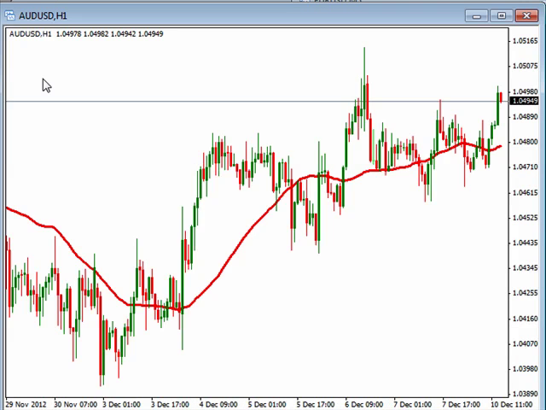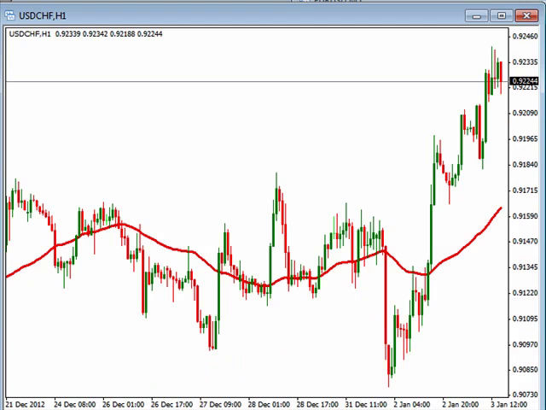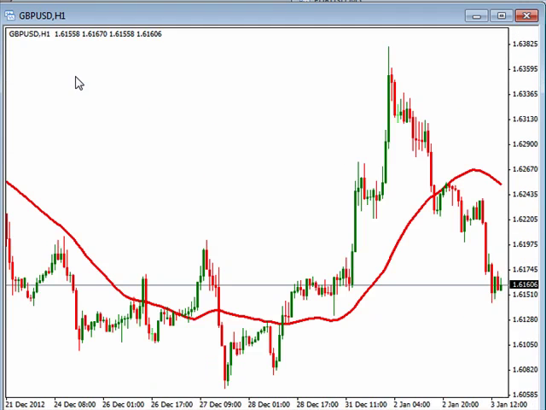Let's look here at the Aussie dollar. Boy, the Aussie dollar is in an uptrend here still, moving higher. We need to see a pullback in order to get into this. US Swiss franc, same thing. Pound dollar, trending down. We need to see a pullback, moving back up again.